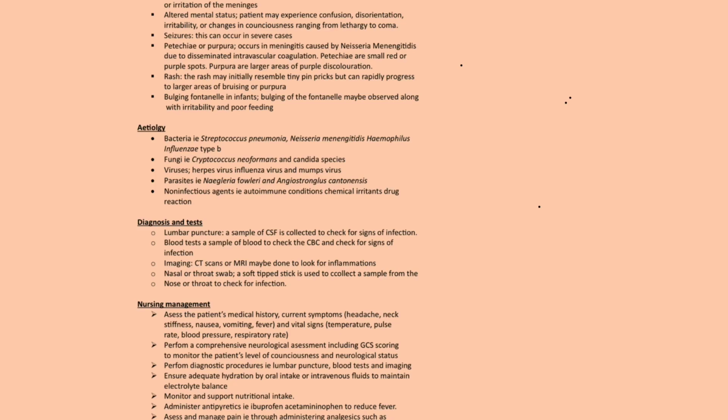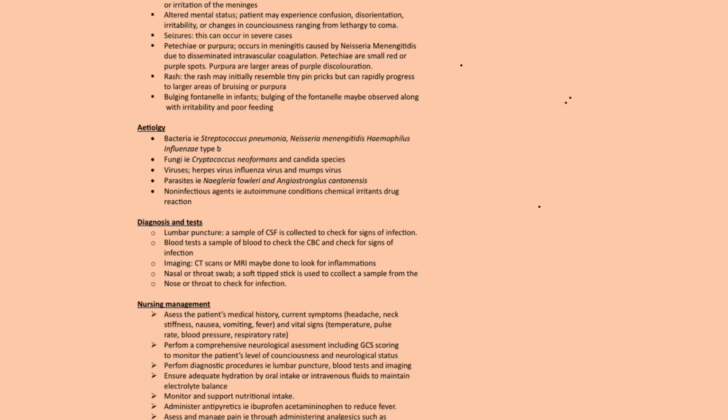Next, we're going to do the etiology or the causes of meningitis. What actually causes meningitis? We have the bacteria, as we said earlier, such as Streptococcus pneumoniae, Neisseria meningitidis, Haemophilus influenzae type B. We have the fungi such as Cryptococcus neoformans and Candida species. We have the viruses such as the herpes virus, influenza virus, and mumps virus. We have the parasites such as the Naegleria fowleri and Angiostrongylus cantonensis.